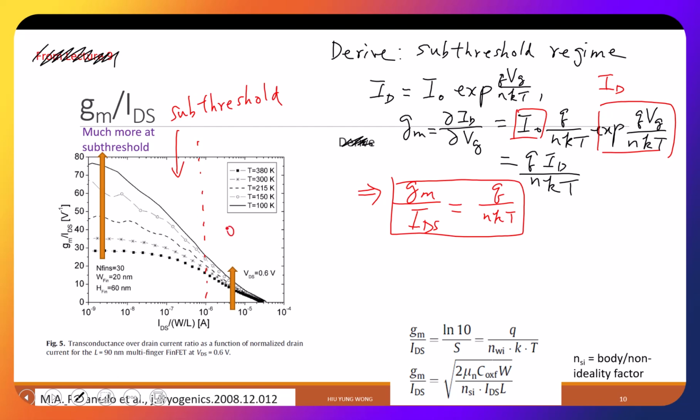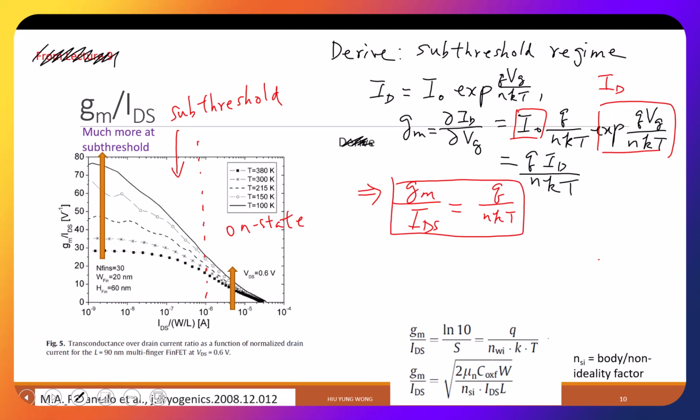And this is on state, right? Of course, when you increase T, your GM over ID increases a lot. Okay, that is the first thing. Any questions?